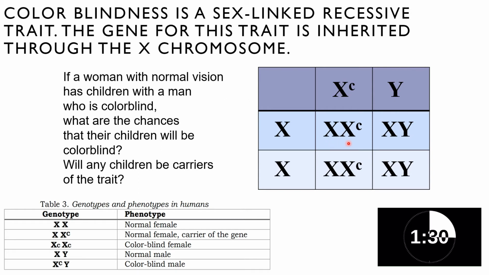So, what is the sex of this offspring? That's correct. That's female. Is this a normal female? Yes, it is a normal female, but it is already a carrier of color blindness. How about this one? What is the sex of this offspring? That's correct. That's male. Is it normal or colorblind? Yes, that is still normal. Normal male.